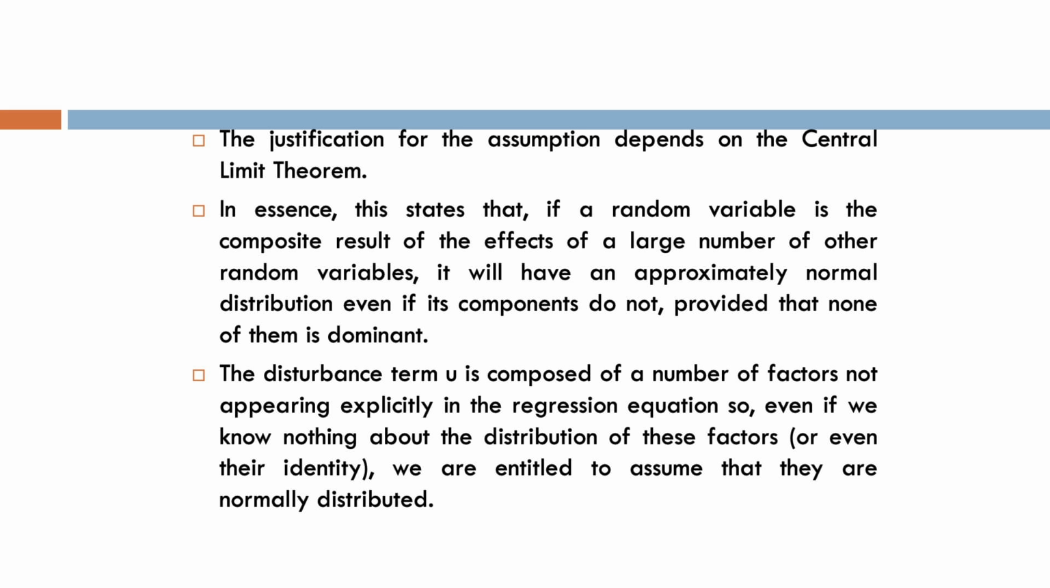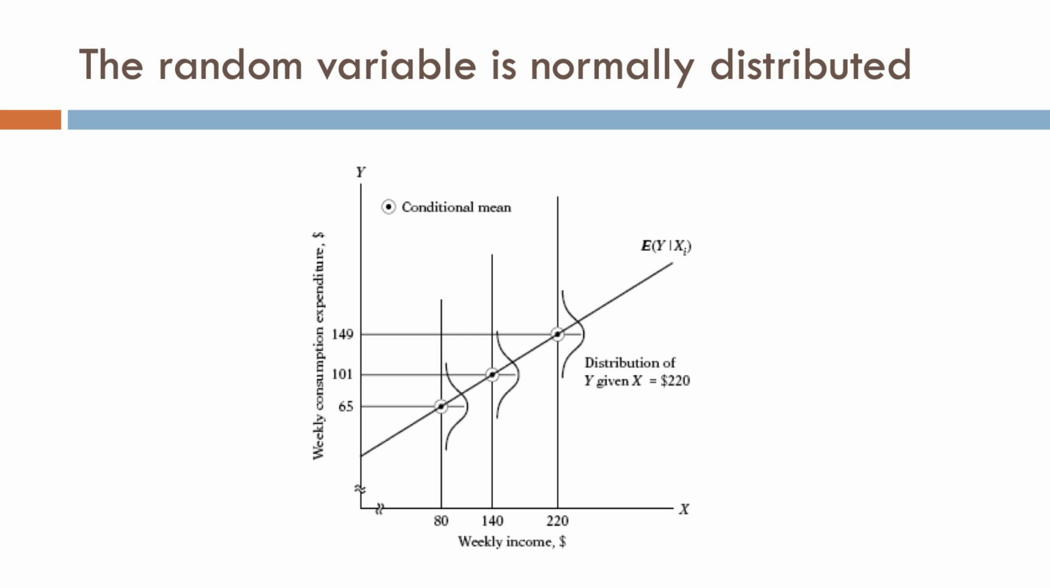The disturbance term U is composed of a number of factors not appearing explicitly in the regression equations. So, even if we know nothing about the distribution of these factors, we are entitled to assume that they are normally distributed. The random variable is normally distributed. Look at the diagram below.